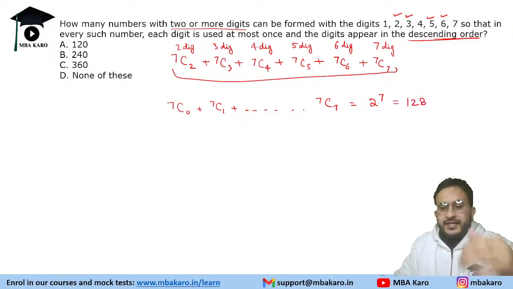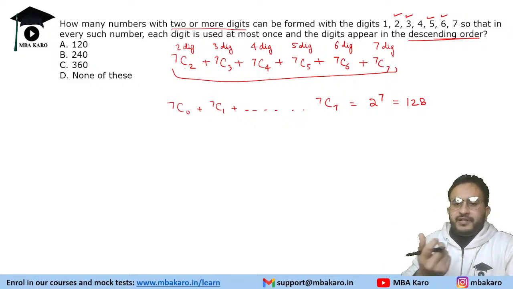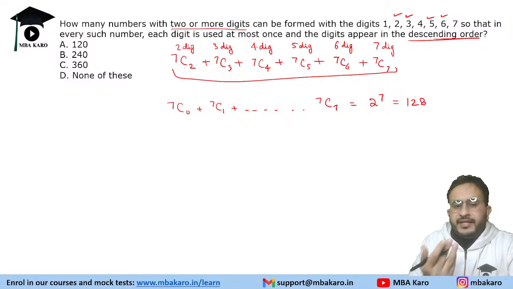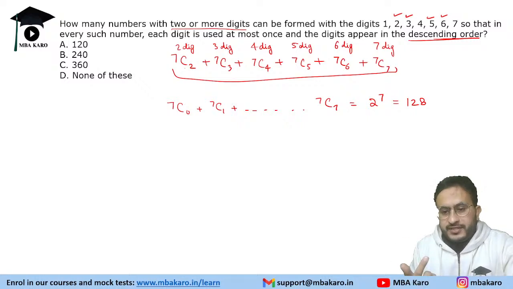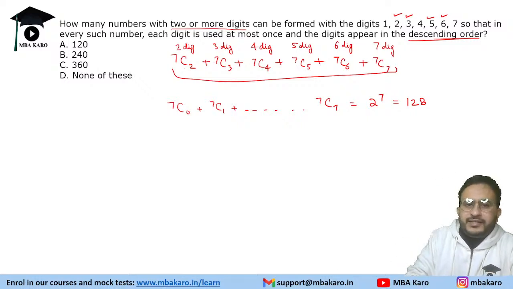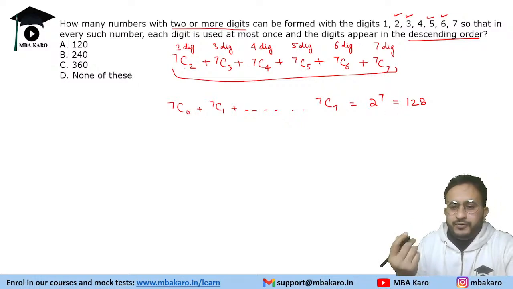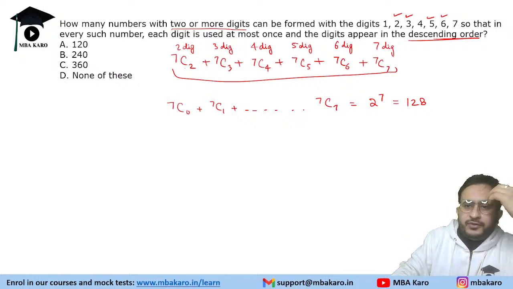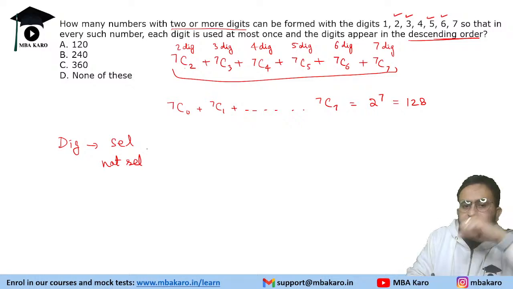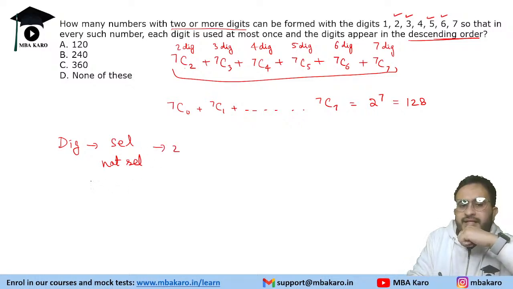Now how does this come? I'll give you the brief about it. For every digit there are two choices. If you can understand this equation, great. If not, I will tell you another way to do this. See, every digit has two choices, either you select or not select. That means two choices, and there are seven digits. So seven digits will have 2 raised to the power 7, that is 128 choices.